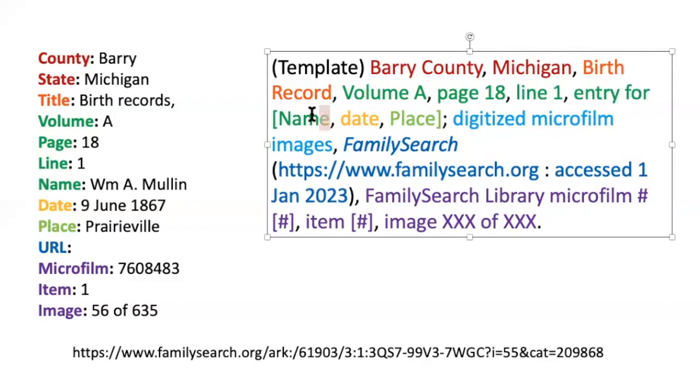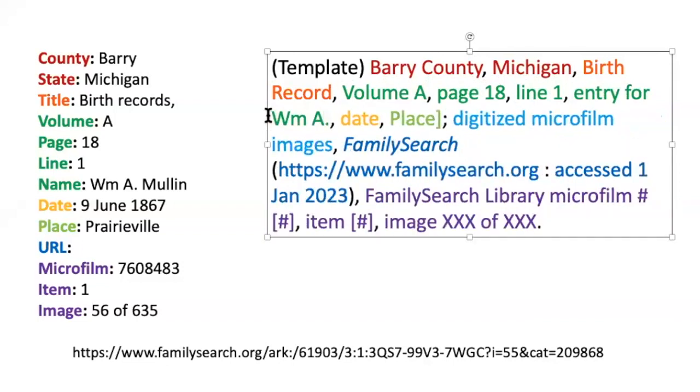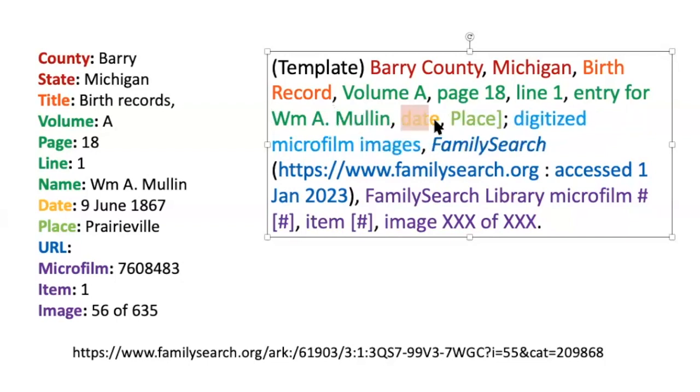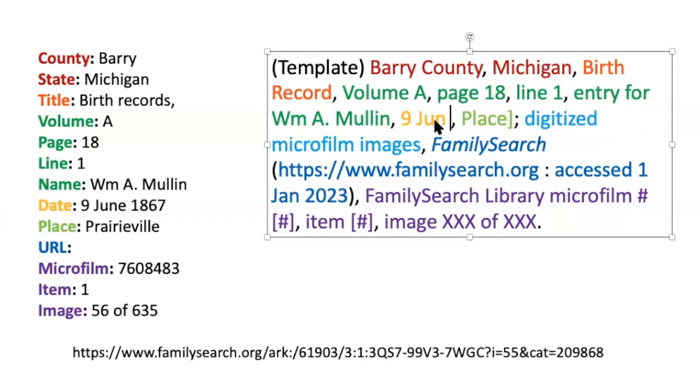Then we're going to fill in the name, which was William. I like to put it exactly how it is in the source. William A. Mullen, and his date of birth was 9 June 1867. In my style guide, I've chosen to do 3-letter months. So we're going to leave that there. Then he was born specifically in Prairieville.